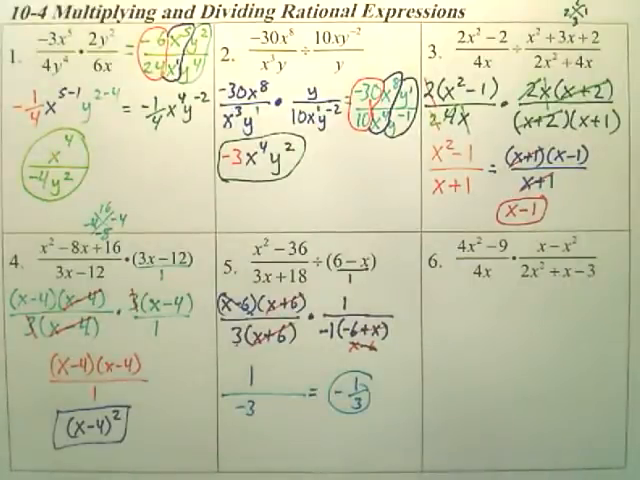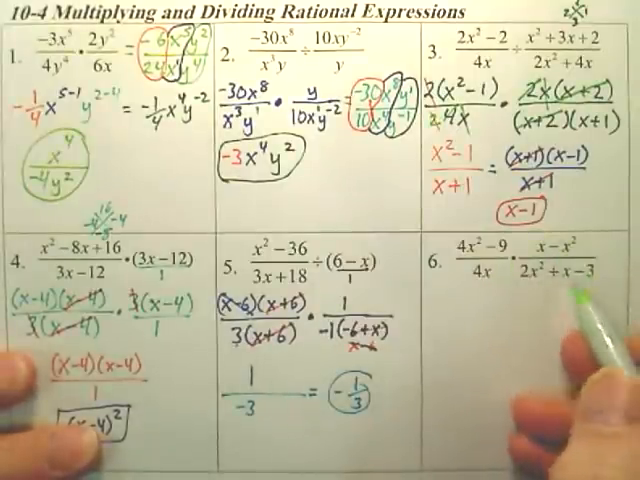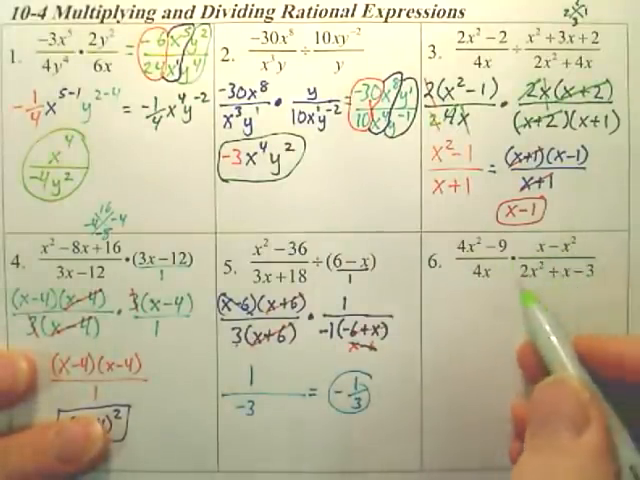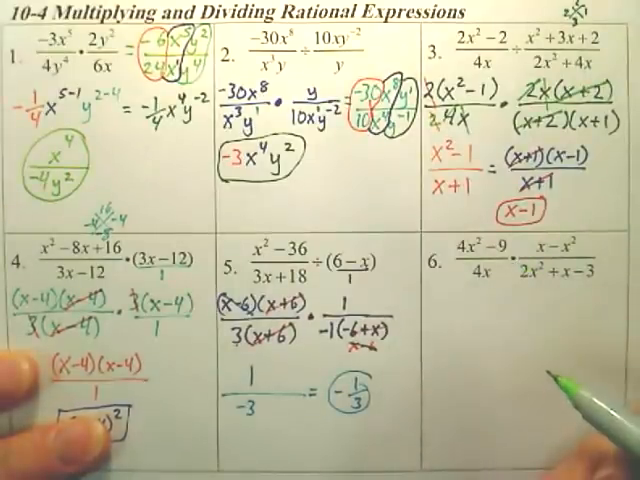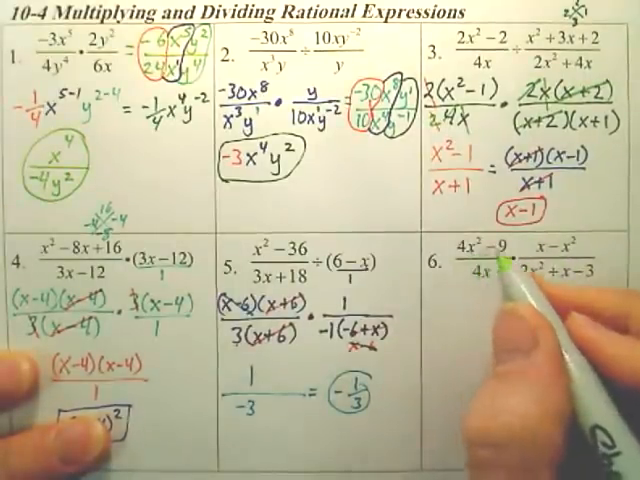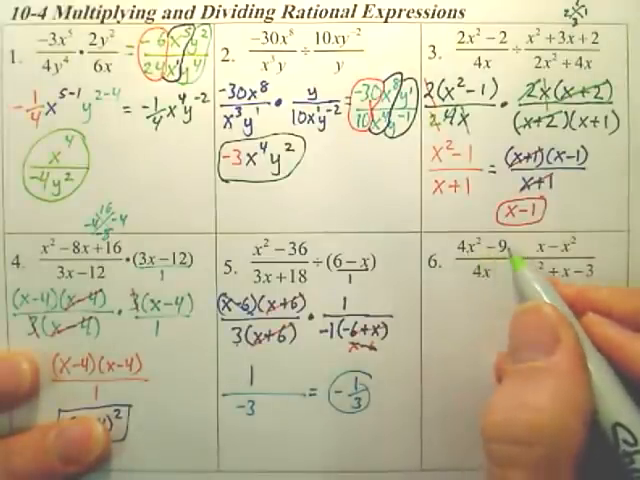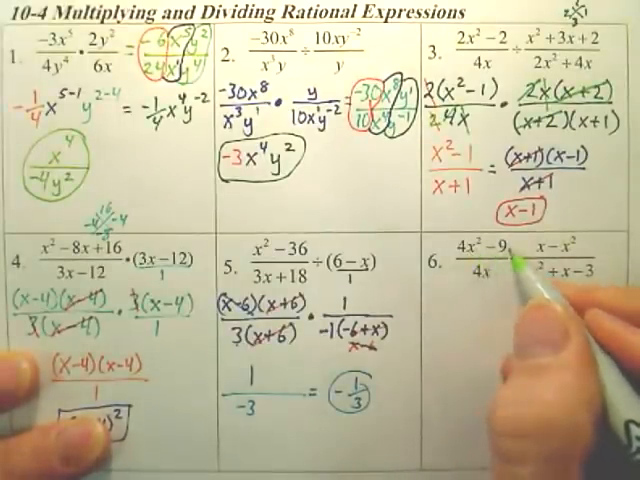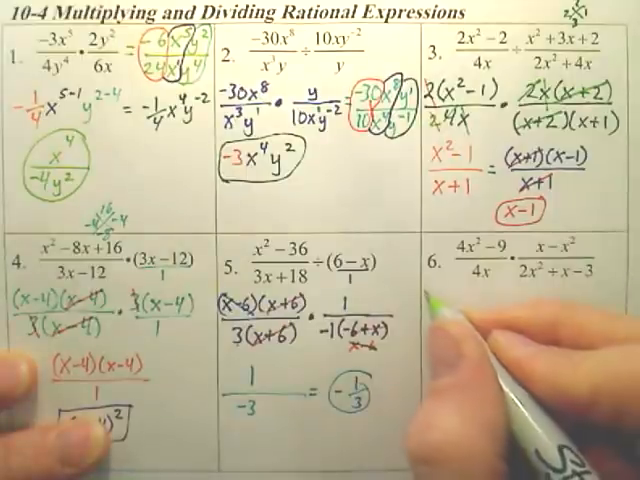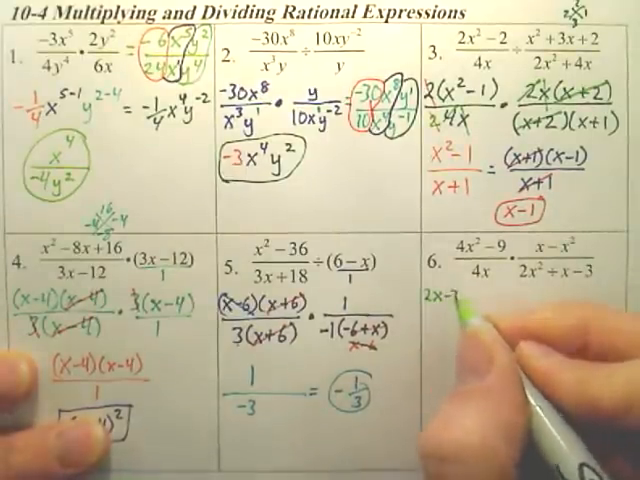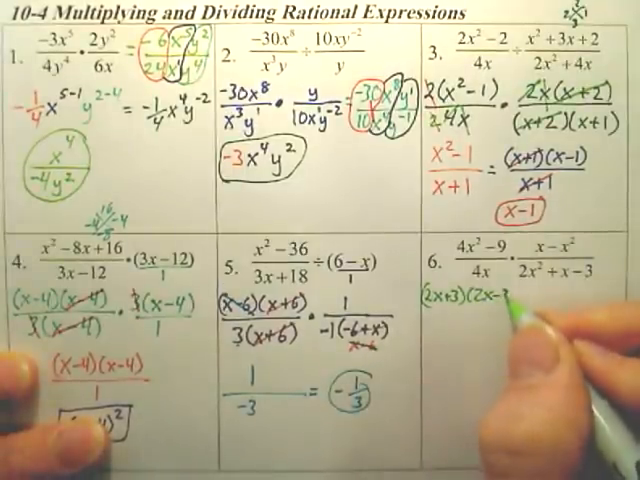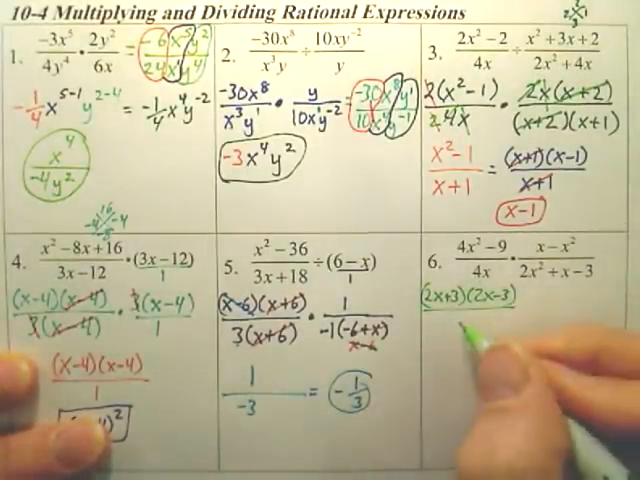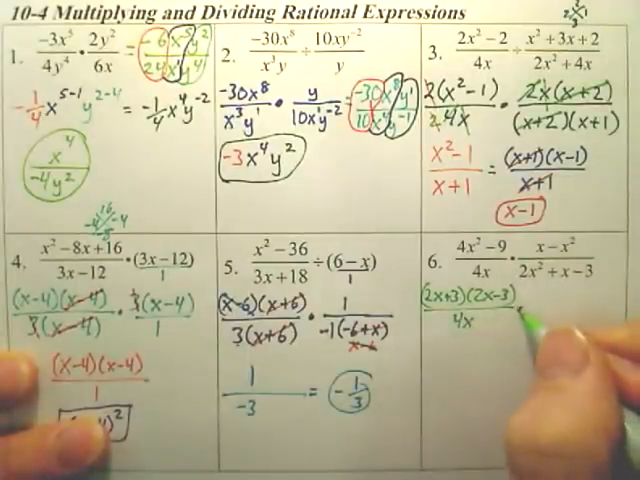Last problem. We need to factor all of this. There's a lot of factoring here. This is going to be a long one. And it's multiply, so do we have to flip the second one? No, we just leave it. So this right here is called a difference of squares. That's 2x squared. That's 3 squared. So that's going to be 2x minus 3, or let's start with 2x plus 3. 2x minus 3. That's going to stay 4x.